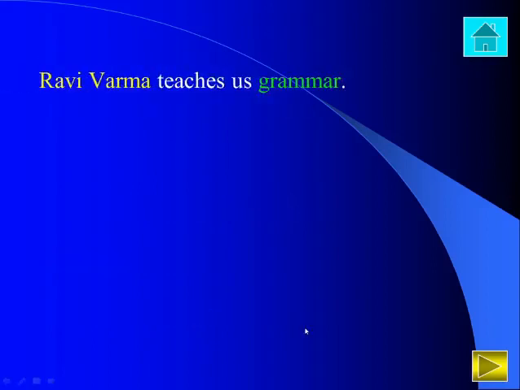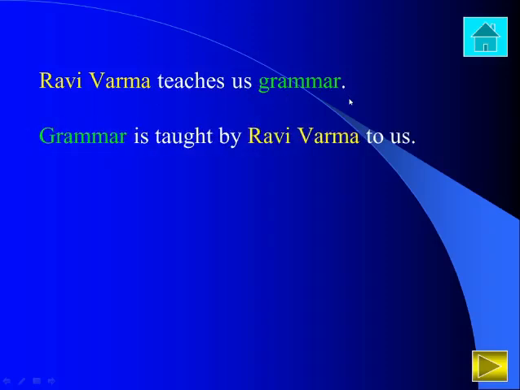Next, what? Ravivarma teaches us grammar. It's not my name. I did not use my name because normally the students don't like a person who is teaching grammar. So I just omitted my name here and put the name of another person, that is Ravivarma. Ravivarma teaches us grammar. Grammar is taught by Ravivarma to us. Only grammar, not grammars. Grammar is taught by. Teach, taught, taught.